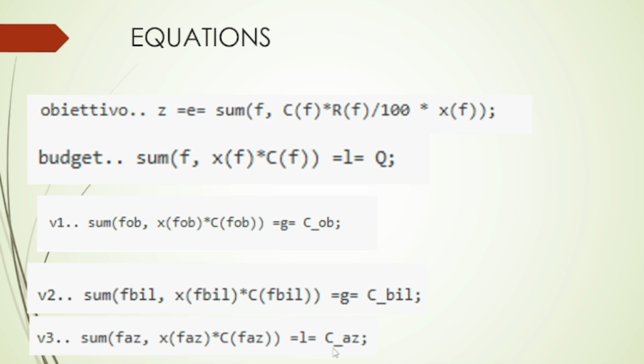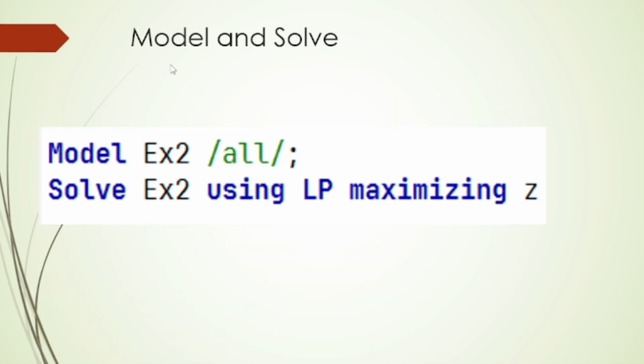And that's it. In this way, we have defined a linear program because all variables are continuous and we are maximizing return. So we write LP, linear programming, because the program is all about continuous variables. And that's the end of our exercise.